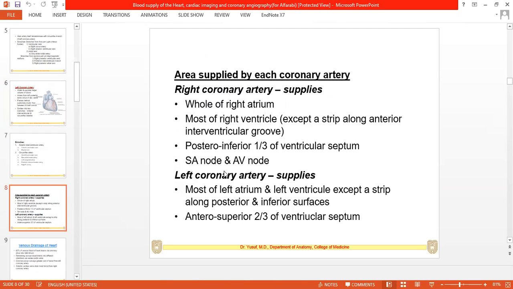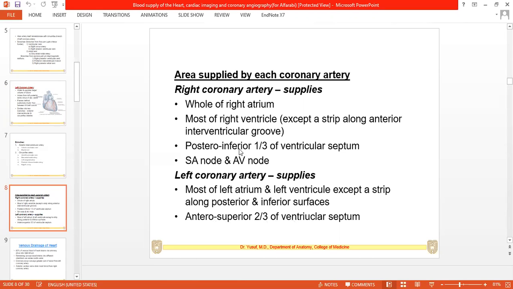Coming to the left coronary artery, it supplies most of the left atrium as well as the left ventricle, except a strip along the posterior and inferior surface. Except these two parts, most of the left atrium and the left ventricle are supplied by the left coronary artery, because it is on the left side. Then also the anterior superior 2/3 of the ventricular septum.